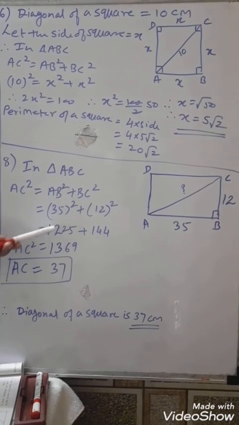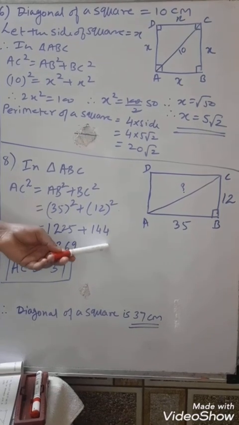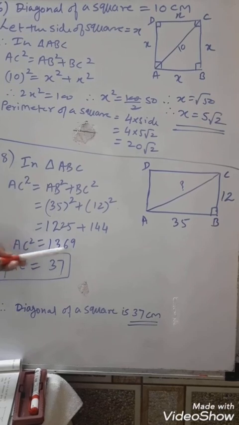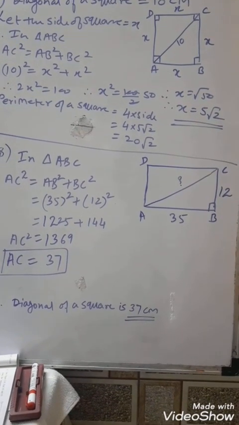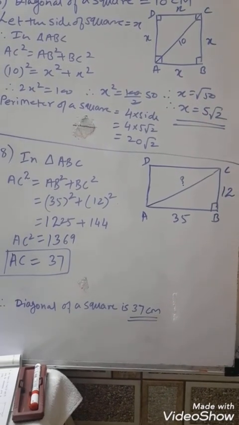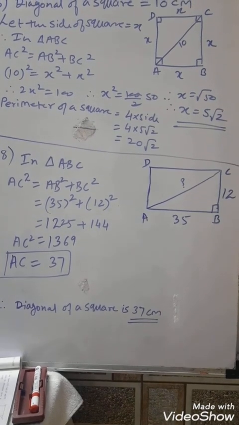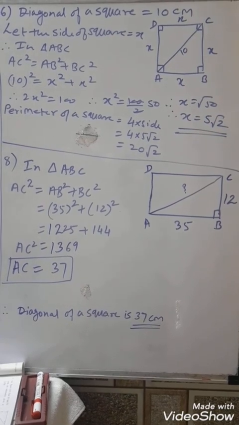So 35 square is 1225. 12 square is 144. If you add it, you get 1369. So AC square equals 1369. So AC equals 37. The square root of 1369 is 37. So you got the diagonal of the rectangle is 37. So this way we completed the 8th one.